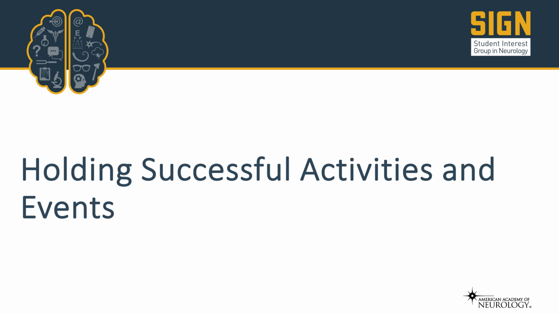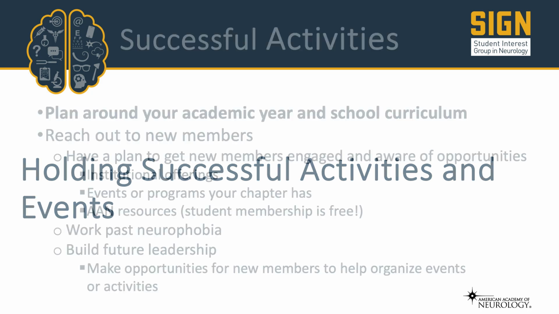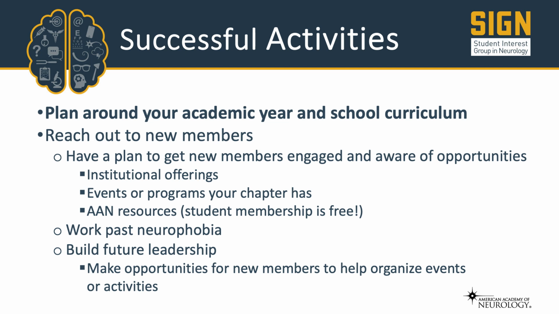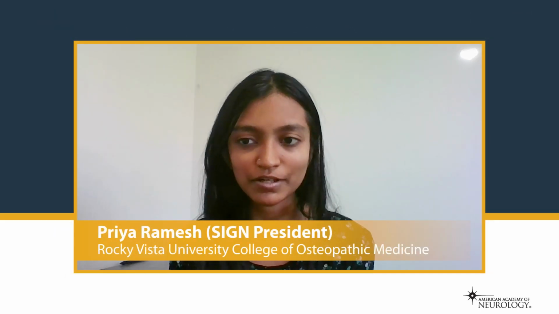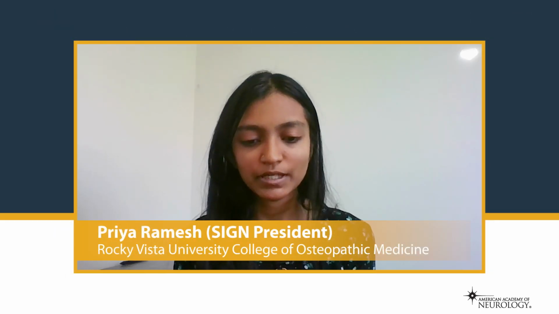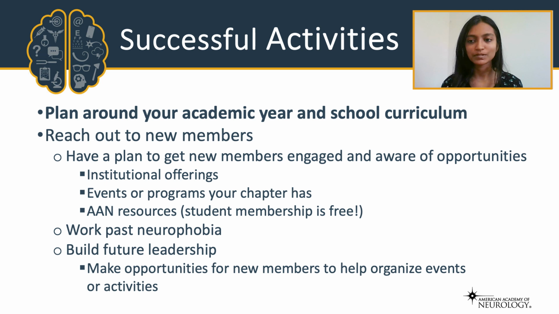So what is the key to holding successful activities and events? Unsurprisingly, it is planning. Have a plan to get new members engaged and aware of opportunities with the chapter, not just at your first meeting, but also throughout the year. To reach out to members at our view, at the beginning of the year, we have our club fair and our general meeting where we will introduce our students to the chapter, its goals, and the events we have planned for the year. We have also been active on our Teams page and our class group chat to keep students informed about events and opportunities.